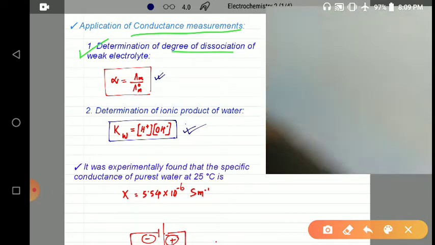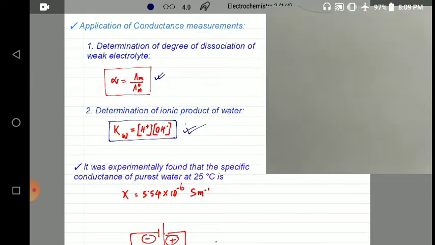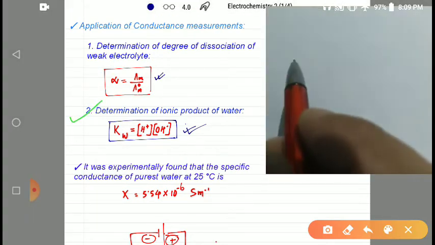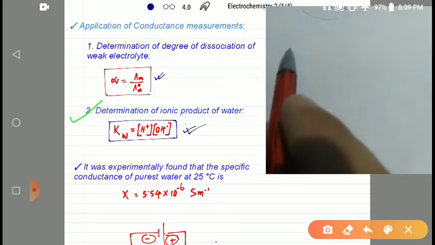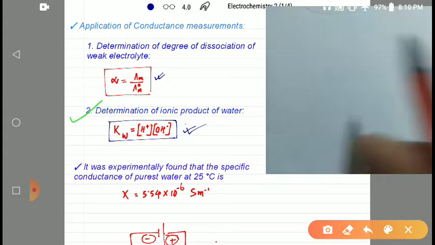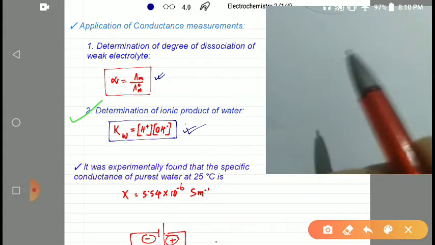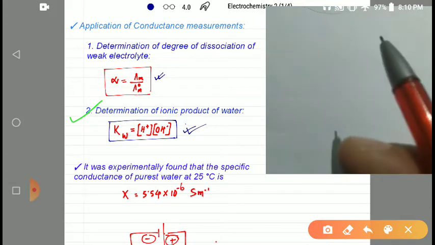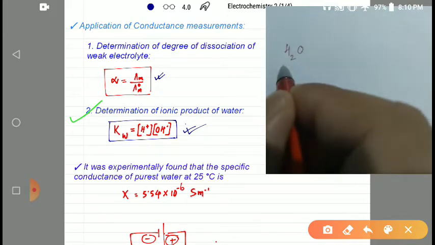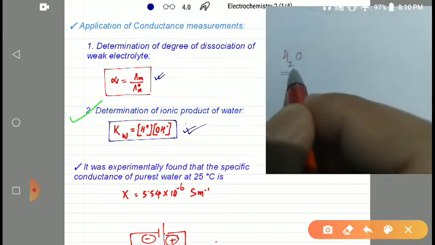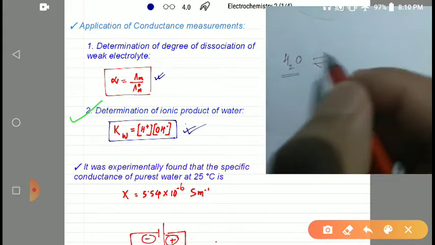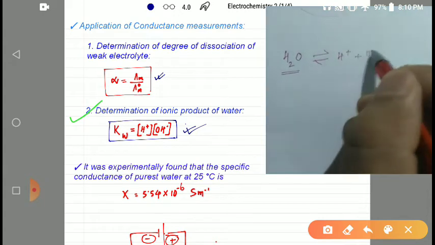Coming to the second application, which is the determination of ionic product of water. The meaning of ionic product is the product of the ions from that electrolyte. Here we are talking about the ionic product of water, so we have to consider water as an electrolyte. What will happen? Water will form H positive ion and OH negative ion.